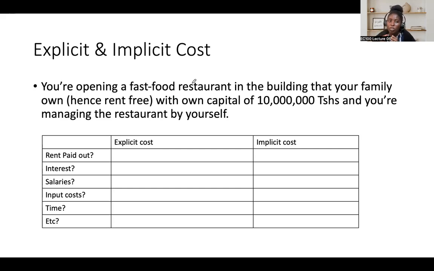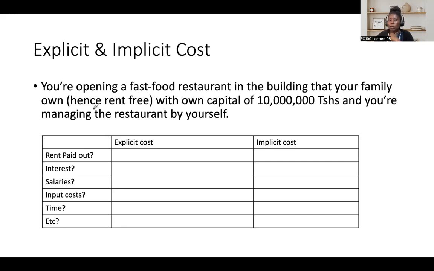The economic cost includes all of them: the direct cost, which is the explicit cost, and the indirect cost, which is the implicit cost. So this is an example. For instance, you're opening a fast food restaurant. You want to open a restaurant in the building that your family owns. It's like your own building.